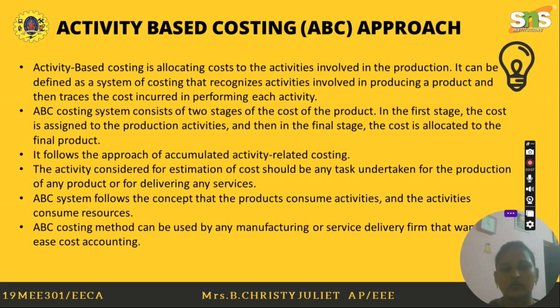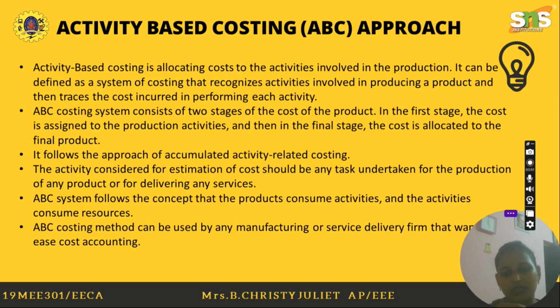This ABC, activity based costing, consists of two stages. In the first stage, the cost is assigned to the production activities, and in the final stage, the cost is allocated to the final products. So it follows the approach of accumulated activity related costing. The activity considered for estimation of cost should be any task or activity undertaken for the production of any product or delivering any services. ABC follows the concept that products consume activities and the activities consume resources.